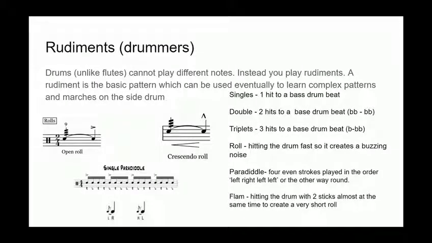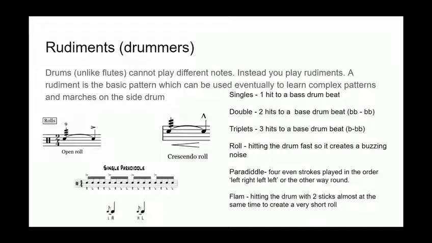Rudiments. Drums, unlike flutes, cannot play different notes. Instead, you play rudiments. A rudiment is a basic pattern which can be used eventually to learn complex patterns and marches on the side drum. Here are some rudiments. Singles, 1 hit to a bass drum beat. Doubles, 2 hits to a bass drum beat. Triplets, 3 hits to a bass drum beat. A roll, hitting the drum fast so it creates a buzzing noise.